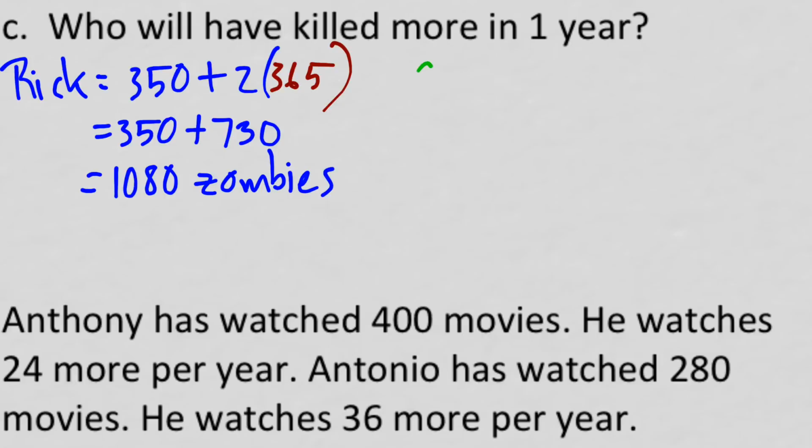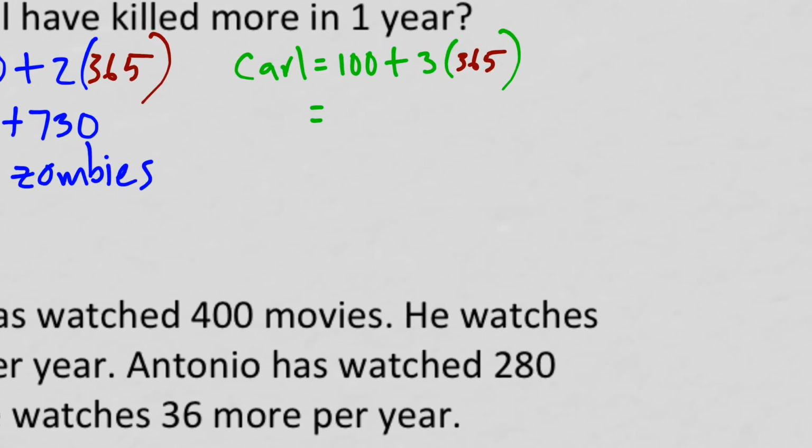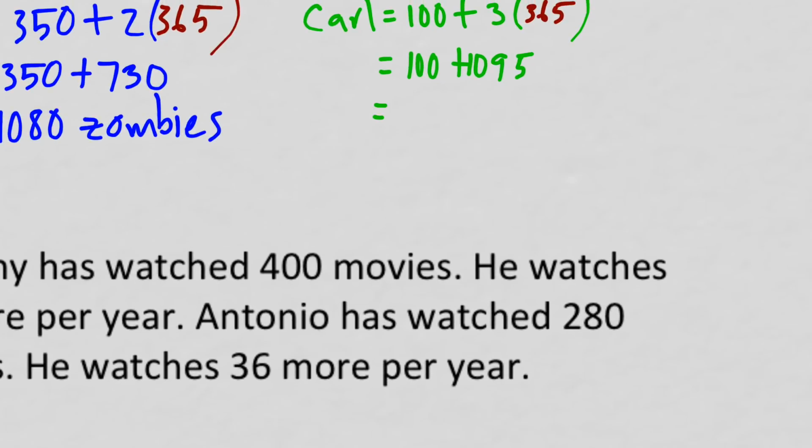Carl, let's do Carl, is 100 plus 3 times, once again, 365 is what we're plugging in, right? So when you do that, 3 times 365, that's going to be 3 times 5 is 15, 3 times 6 is 18, plus 1 is 19, carry the 1, 3 times 3 is 9, plus 1 is 10. 1095. Let's hope we did that correctly. Yep, I think we were right. 100 plus 1095 is 1195 zombies for Carl.